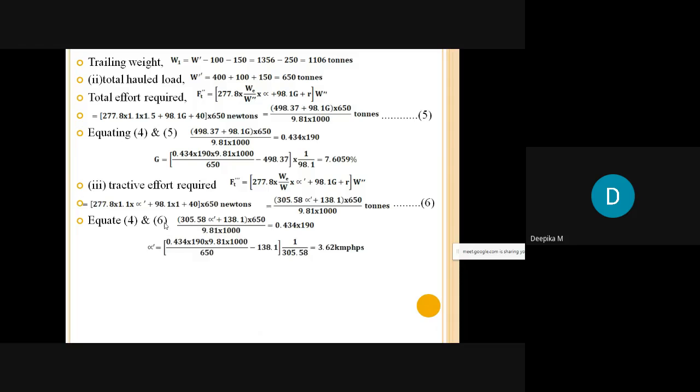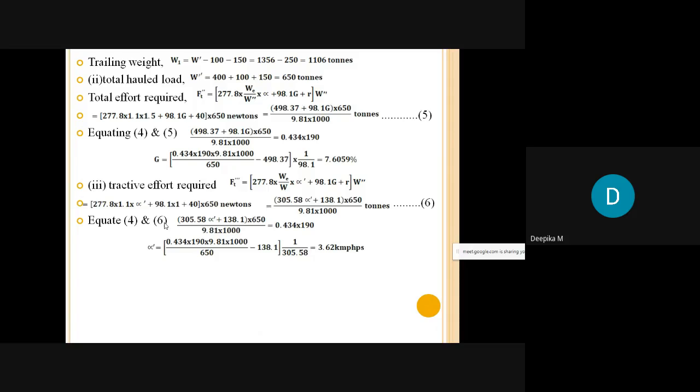Hence, we will get the acceleration, that is the new acceleration with the other locomotive, which is nothing but 3.62 kilometer per hour per second. Hence, we have calculated all three cases. In the first case, we calculated the additional trailing weight for the same gradient and under the same condition. The trailing weight means the weight drawn by the two locomotives. So that we have taken as trailing weight.